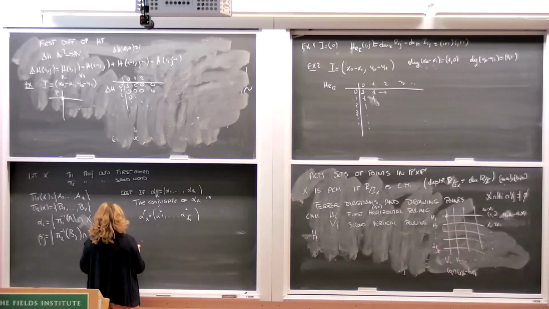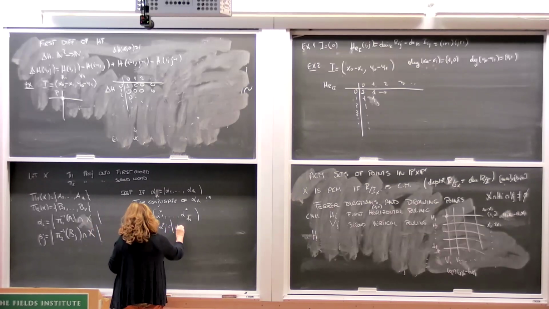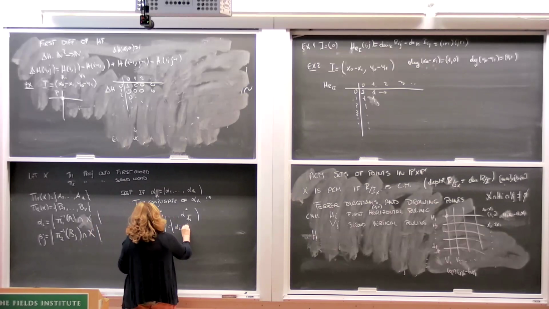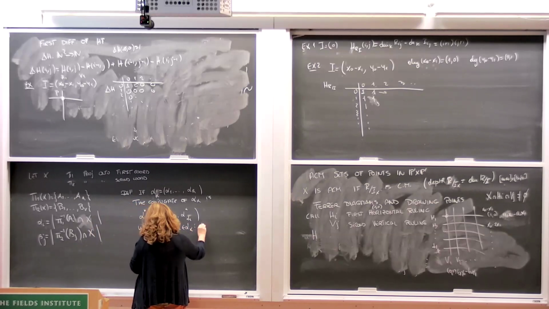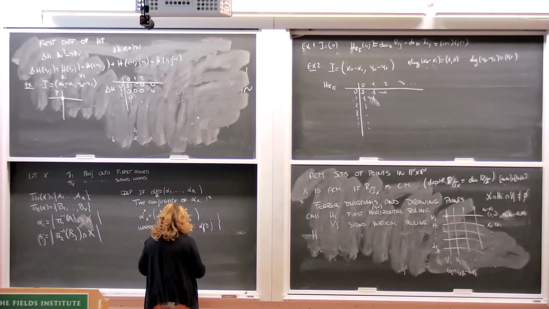Alpha star j is just the number of alpha i in alpha of X that are bigger than or equal to j. I'll show you an example.